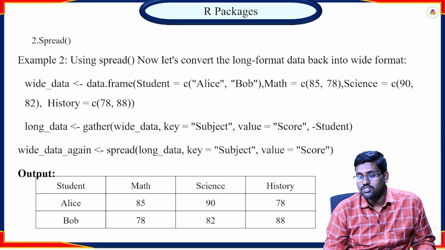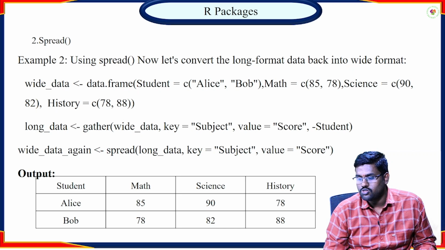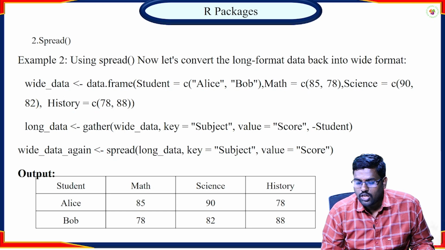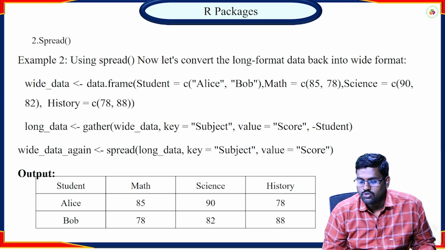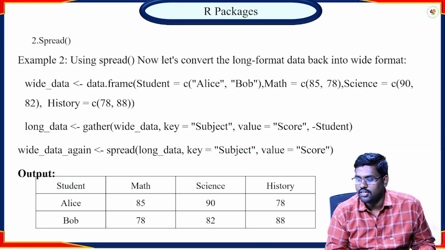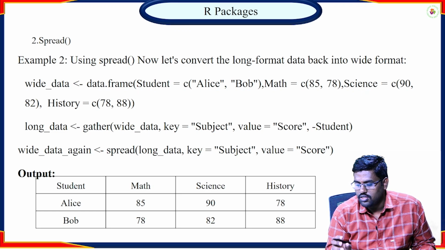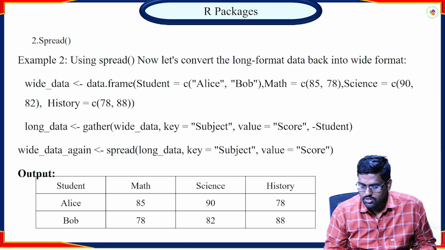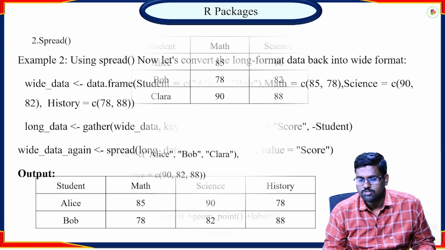The spread function is the opposite of the gather function. It is used to convert long data into wide data. So wide data of subject, comma, score, comma, student. Again, spread of long data, comma, key equal to subject, value equal to score. That means the output will be generated. Based on the key value subject and score, the long data means the particular student names along with the values will be displayed. So this is about the first package.